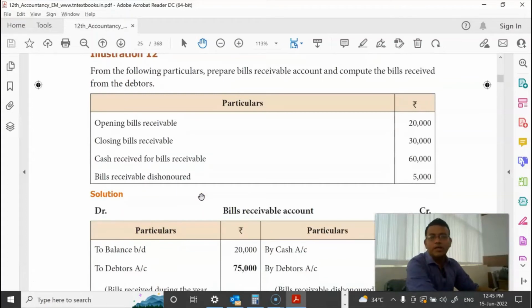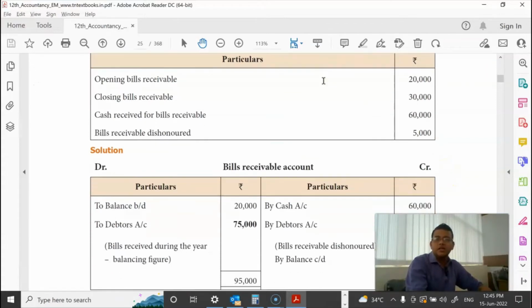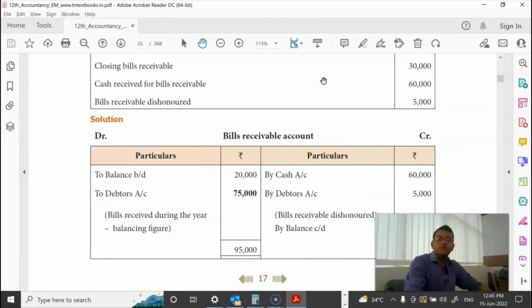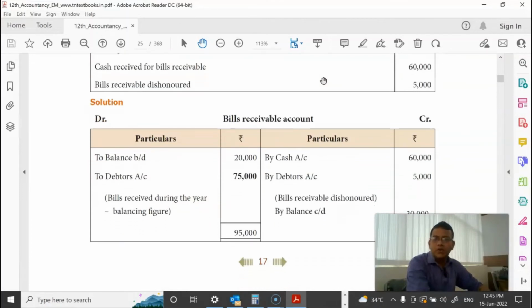So illustration 12, if you see, there is going to be opening bills receivable of 20,000, closing bills receivable of 30,000. You are going to have cash received and bills receivable dishonored. So simply we'll fill in the format of the bills receivable account because they have asked you to prepare the bills receivable account and compute the bills received from the debtors. So simply what we will do is we will prepare the bills receivable account. They have given the opening balance.